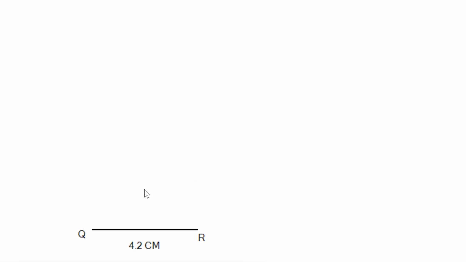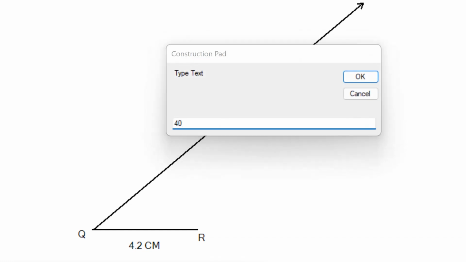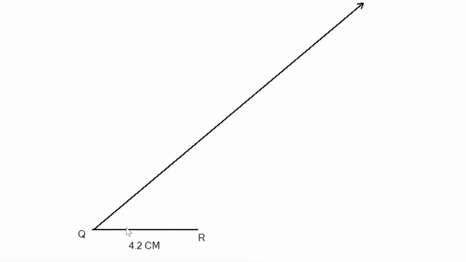Construct a ray forming a 40-degree angle to QR at point Q. 40, is it? Next step. Write the degree unit there, 40 degrees. Then the next step.